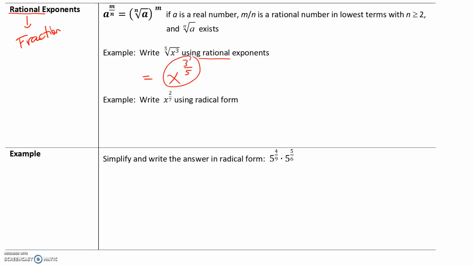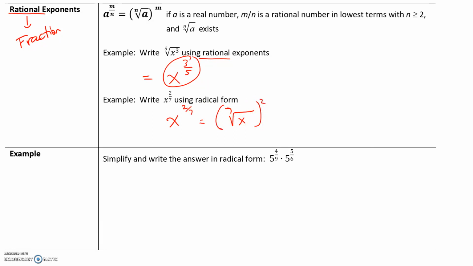Next, write x to the 2 over 7 using radical form. So this form is called radical form. This is called exponential form. So we have, I'll rewrite this, we have x to the 2 over 7. Our denominator is 7, which means we have the 7th root of x. And our numerator is 2, so that's all going to be to the second power.